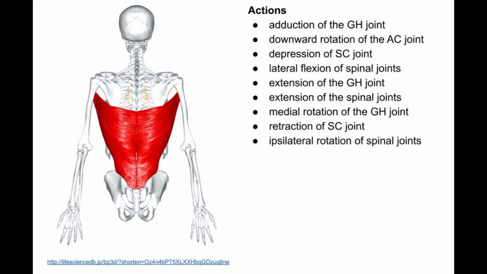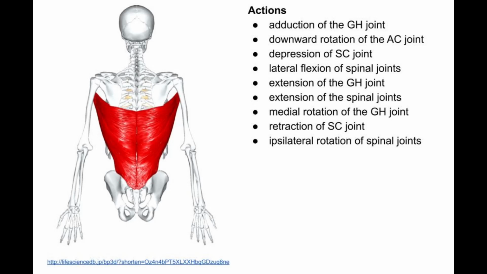Lateral flexion of the spinal joints. So the more inferior and lateral fibers have leverage to the anterior posterior axes of the spine. Therefore, they can contribute to lateral flexion of the spinal joints. Extension of the GH joints. So now in the sagittal plane, the fibers would have a posterior line of pull on the humerus within the sagittal plane. Therefore, they can contribute to extension of the GH joint.